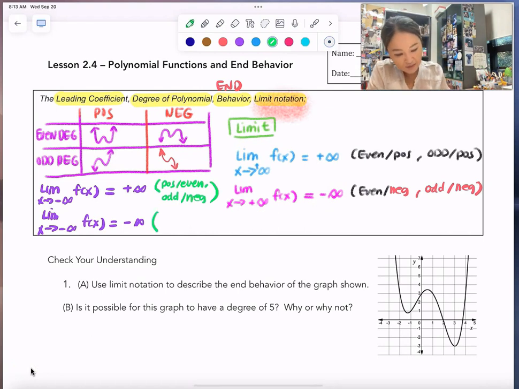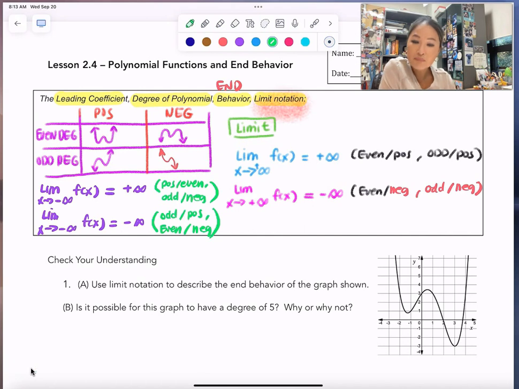Okay. Next one. It's limit as x approaches negative infinity, as f of x is going to negative. It's further going down, down, down, down. So it's going to be this case and this case. So we're going to write those guys, formalize it. Odd, let's go off first, okay? Odd, positive, and even, negative. Okay? Now, does that make sense? The limit notation? Of course, we're going to do a lot more with limits, but for now, the end behavior is all that you have to describe with the limit notation, okay?